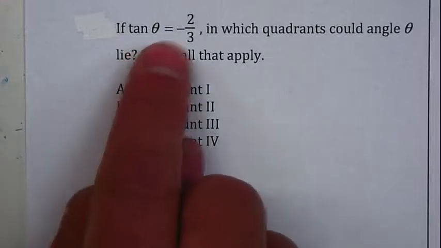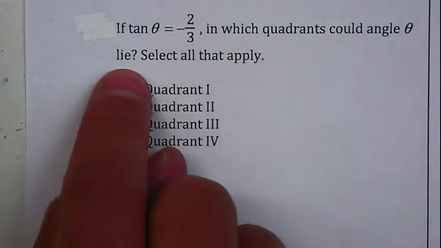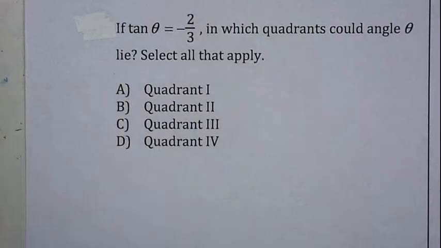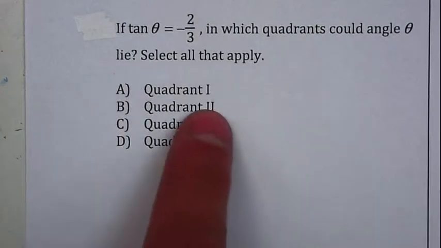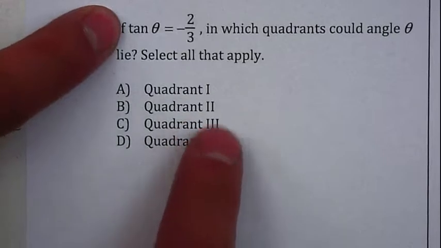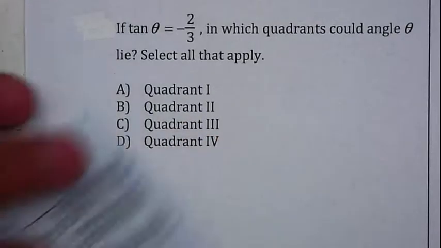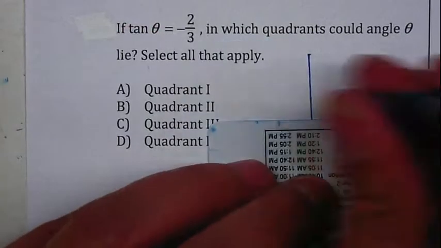If tangent of theta is equal to negative 2/3, in which quadrants could the angle lie? Select all that apply. They're asking you to decide whether the angle will lie on quadrant 1, 2, 3, or 4. Therefore, let's build our y and x axis. Here's the y axis, here's our x axis.